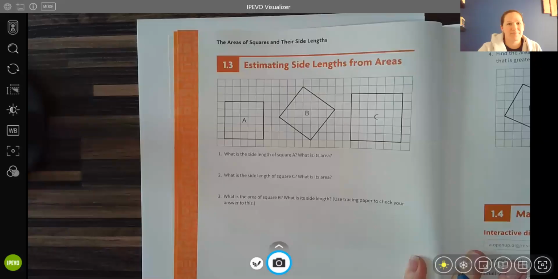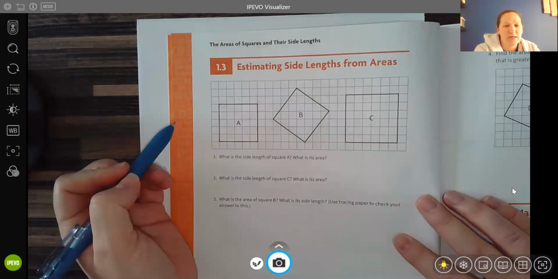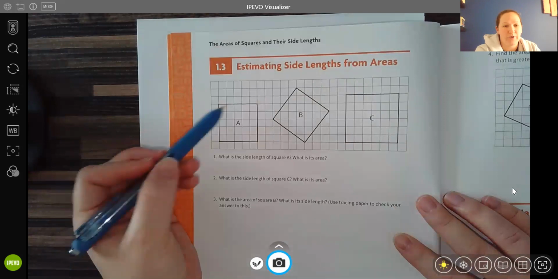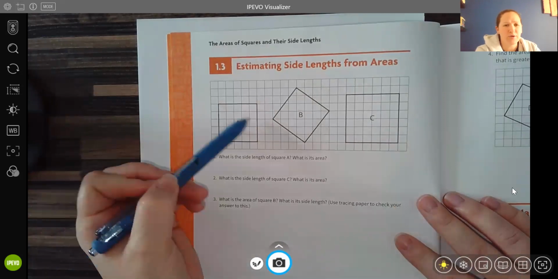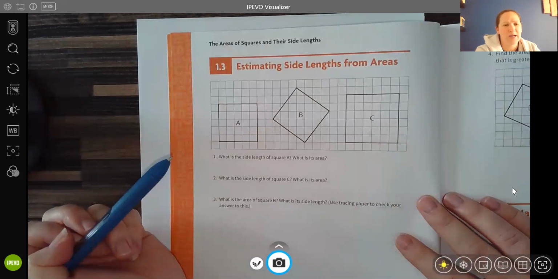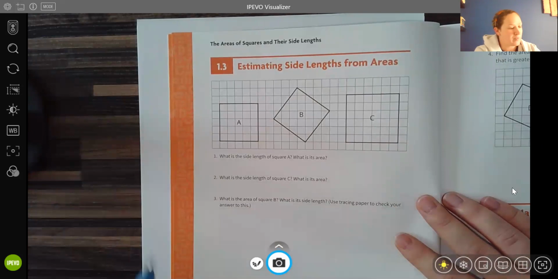So I'm going to go ahead and share my document camera. Okay, and I'm going to start from the exit ticket the other day. It sounded like some of us were feeling a little unsure still about area. So I'm going to do a quick overview of just finding the area and the side length of a square, and then we'll move on from there.